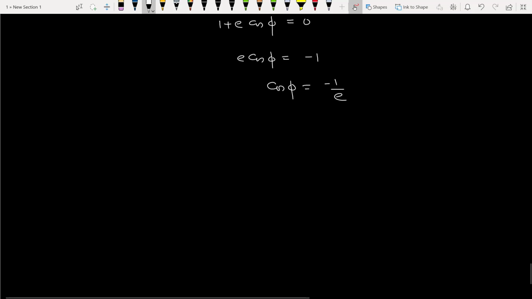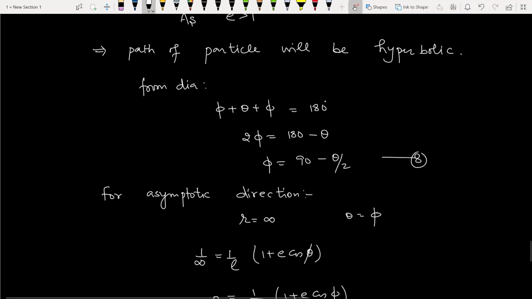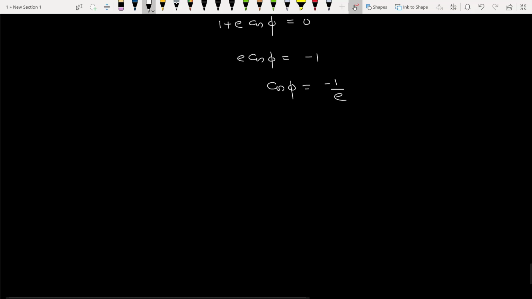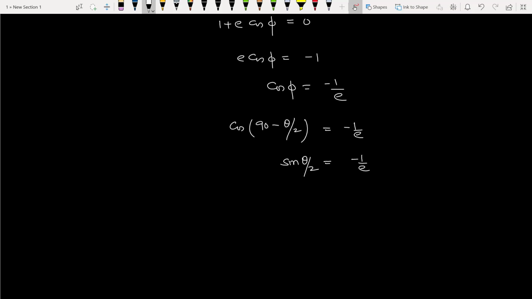So cos phi, with the value of phi from equation number 8, is cos of (90 minus theta by 2). It is minus 1 by e. Cos of (90 minus theta by 2) is sin theta by 2. It is minus 1 by e. So cosecant theta by 2 is, if we take the reciprocal, minus e.